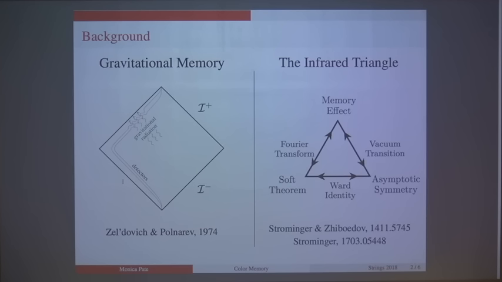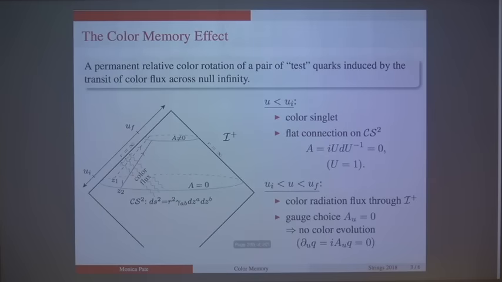In particular, it predicts an analog of the gravitational memory effect for classical Yang-Mills theory, which will be the subject of my talk today. Now, by direct analogy with the gravitational memory effect, we readily deduce that its analog, the color memory effect, in words, is a permanent relative color rotation of a pair of test quarks induced by the transitive color flux across null infinity. Now, to unpack these words, consider the following thought experiment.